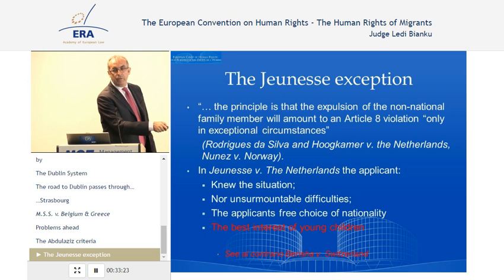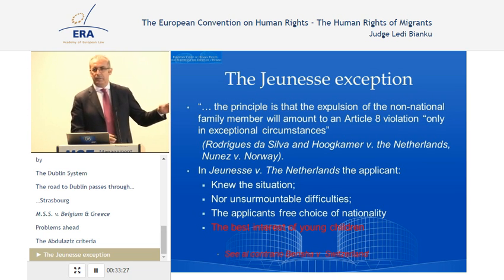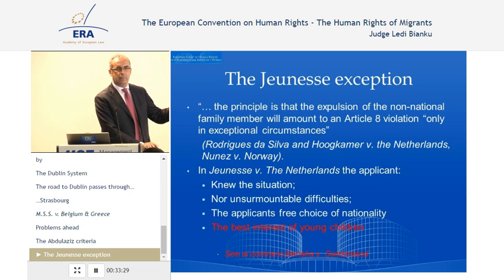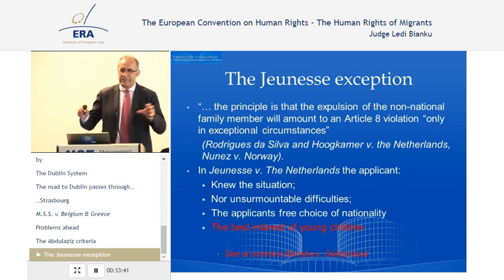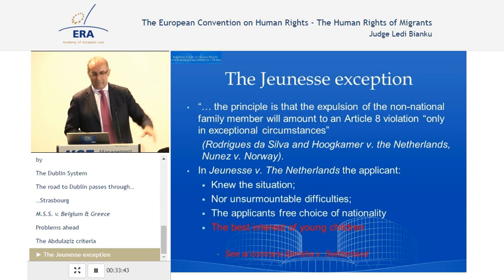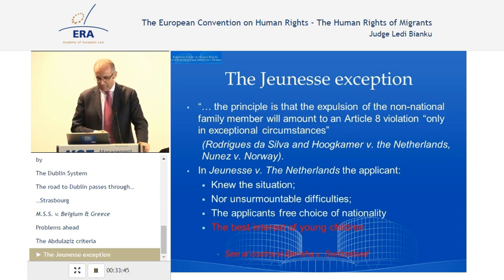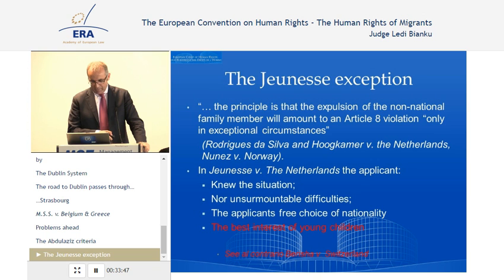What I could call the cheating situation, where the migrants or the family were aware of their precarious situation from the beginning. I mean, there are especially the contract marriages, all these situations. So this notion has been developed by the court in this regard.